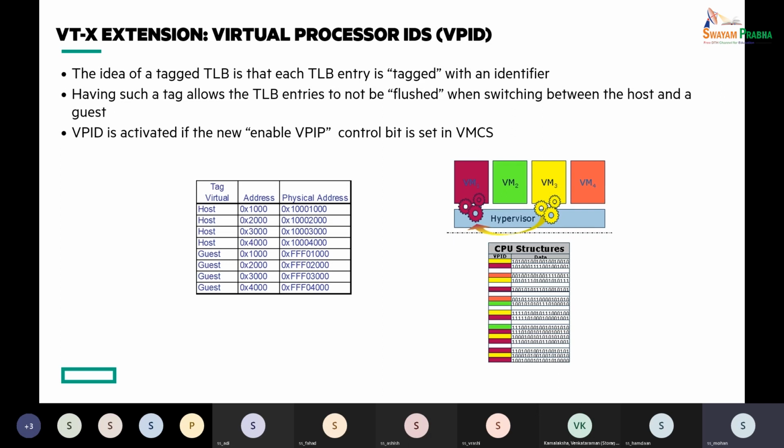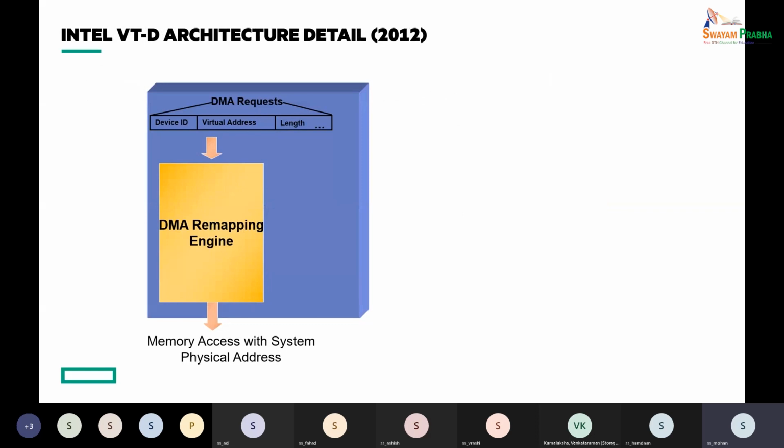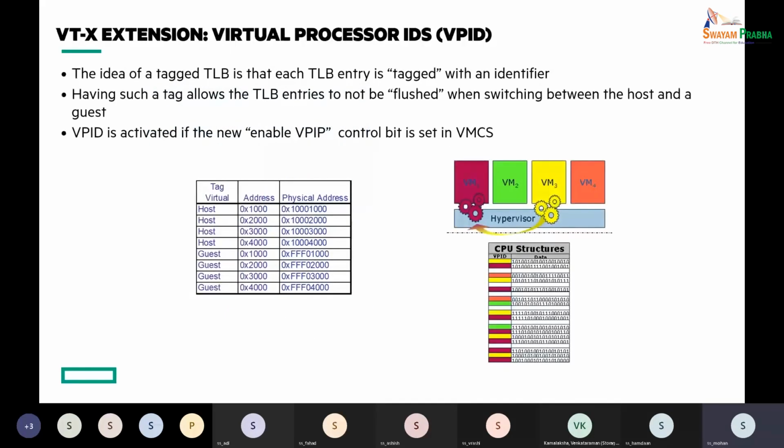And you can activate this, again, with a control bit in the VMCS called enable VPID. I think it's VPID, not VPIP. It's a pretty simple way of setting it up. So that kind of solves the memory problems in terms of hardware virtualization.